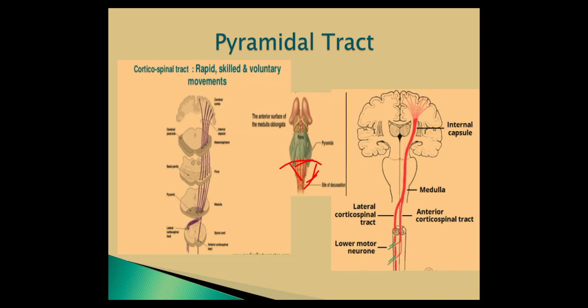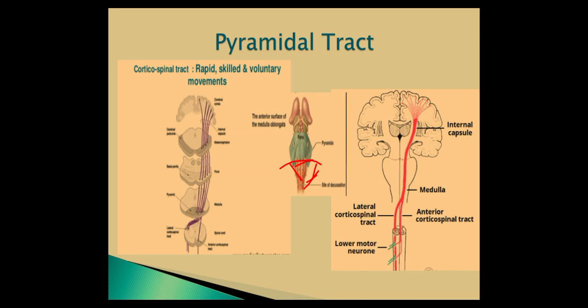Now we are clear about why it is named the pyramidal tract. It is named so because at the level of the pyramid, the axon fibers converge and form an inverted pyramid-like structure at the upper part of the anterior surface of the medulla. Due to this structure, it is named the pyramidal tract, and it is concerned with rapid, skilled and voluntary movements. Now we see the origin of this tract.